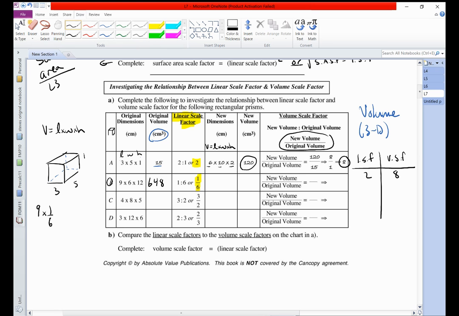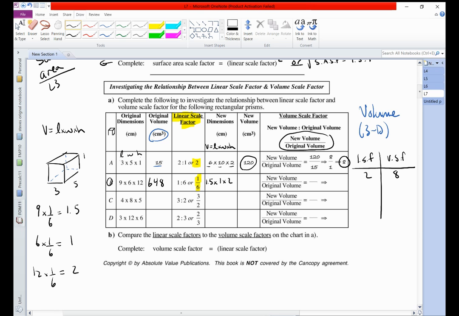9 multiplied by 1/6, 6 multiplied by 1/6, and 12 multiplied by 1/6. And what you're going to get is, well, 9 multiplied by 1/6 is 1.5, 6 multiplied by 1/6 is 1, and 12 multiplied by 1/6 is 2. So our new rectangular prism is going to be a 1.5 by a 1 by a 2. Hopefully that makes sense. We're just changing the length, the width, and the height.